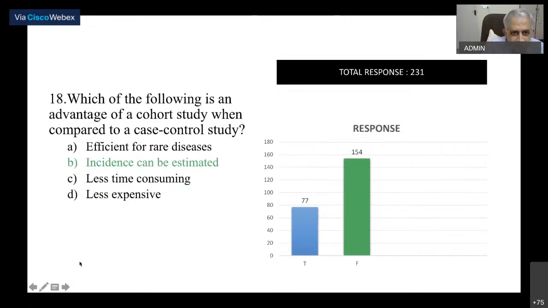All these statistical questions will be discussed again on Monday onwards. Which of the following is an advantage of a cohort study when compared to a case control study? There was a session on this. So in a case control study, it is going back, so you cannot get the incidence. Whereas in a prospective study, in a cohort study where you are going forwards, you can get the incidence. So the answer is B. Here also 77 people got it wrong. Next.